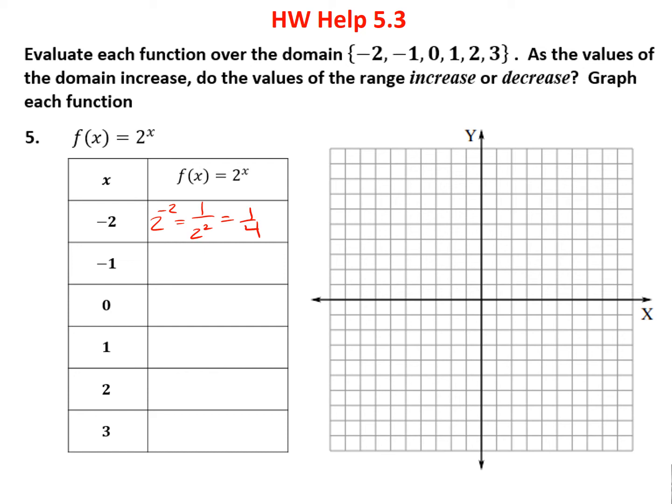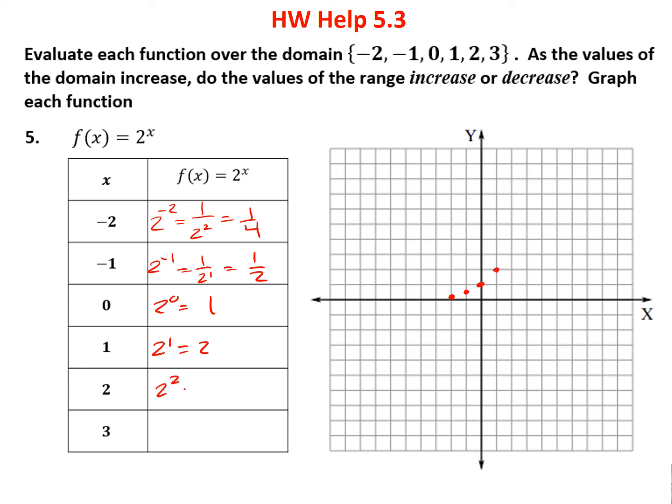So if I come out here to minus 2 and I go up to 1/4, it's only going to be about right there. Okay? Second one is going to be 2 to the minus 1. That's going to be 1 over 2 to the 1, which is simply 1/2. So when I go to minus 1 over here, we're going to be halfway. And then for 0, anything to the 0 power is always 1. So 0, 1. And now we get 2 to the 1 power is simply 2.